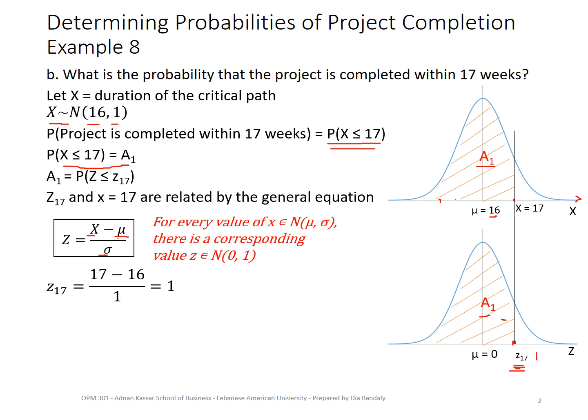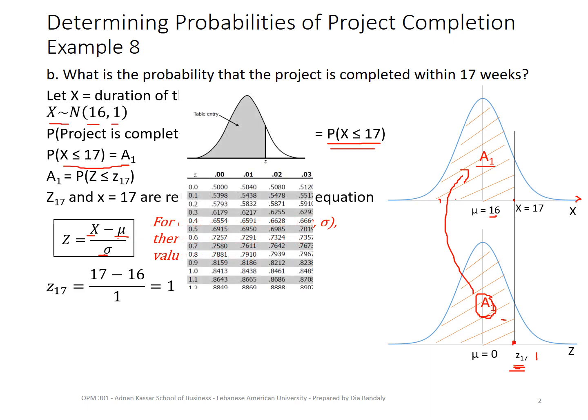Now, how can I get A1? Because once I get A1, this will be that A1, and this will answer my question. So, how to do that? I will go to the Z table. This is an extract of your Z table. The question is, what's the probability that Z is less than or equal to 1? Here is 1. So this is my probability.